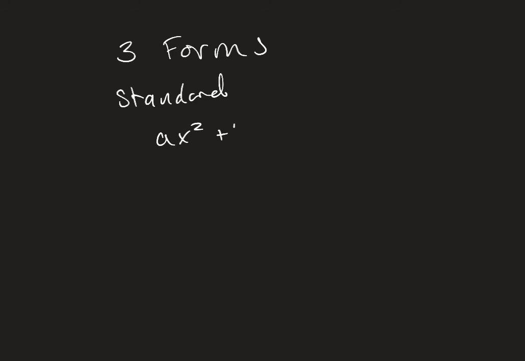Shifting gears a little bit, there are three different forms of a quadratic equation. We have standard form, which is written as ax squared plus bx plus c equals 0, where a, b, and c are all constants. They're all either a coefficient or a constant, but they're all just numbers.